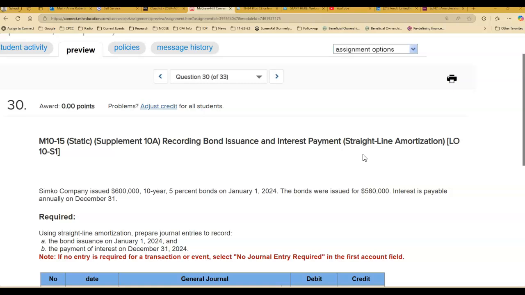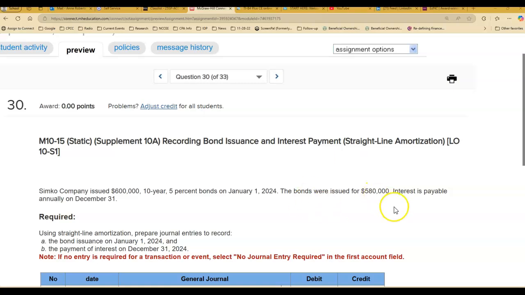We've got Simcoe Company issued $600,000 worth of 10-year 5% bonds on January 1 of 2024. The bonds were issued for $580,000. Interest is payable annually on December 31. All right. So here it says, notice, we're using the straight line amortization and prepare the journal entries to record. All right, so 1, we've got to record the issuance of the bond, and then we've got to record the payment of the interest. Okay?